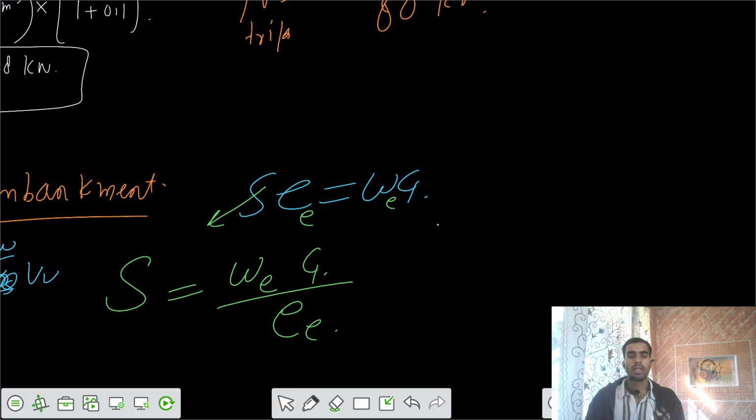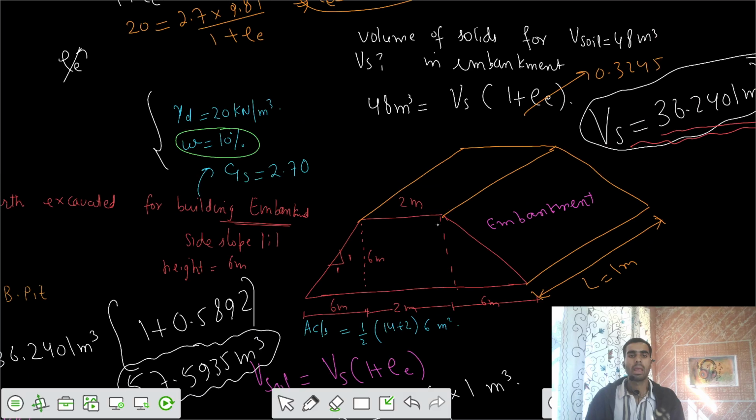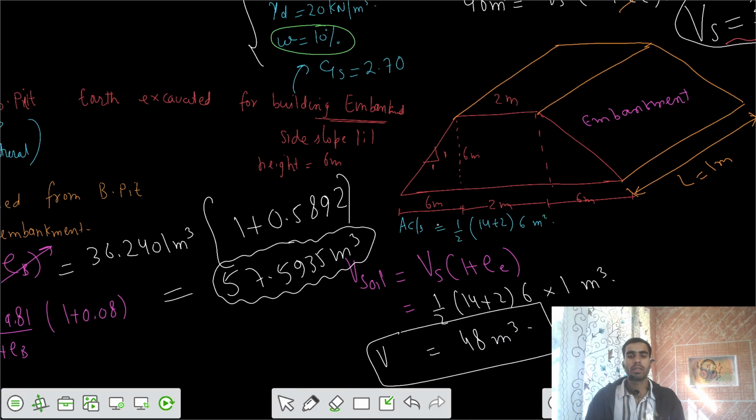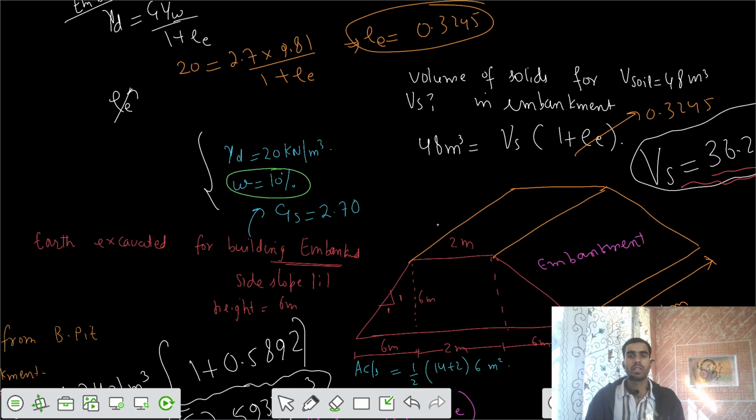Water content in the embankment is 10% and void ratio is 0.3245.